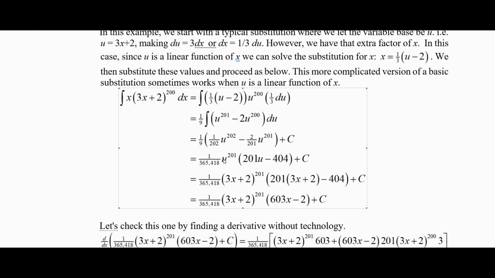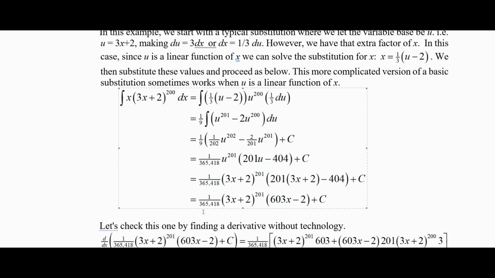Switching back in, u was 3x plus 2, so plug that in place of u here and here. I can distribute and combine like terms here to finish things up. 3 times 201 is 603, and that's times x. 2 times 201 is 402, minus 404 is 2.